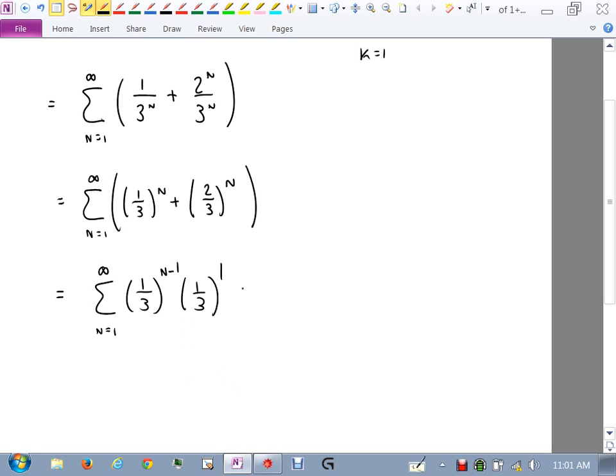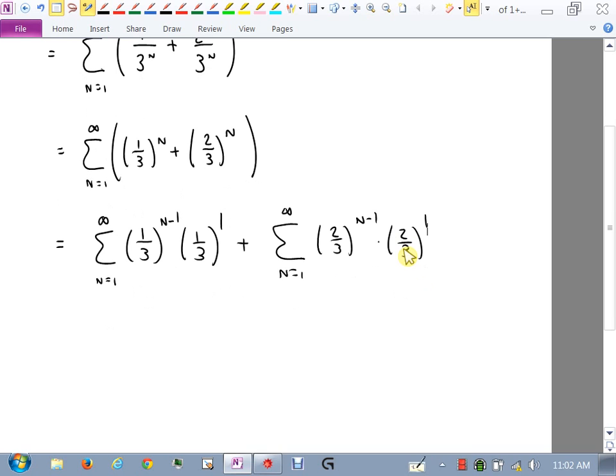Now the second sum, I go plus the sum from n equals 1 to infinity of 2/3 to the n minus 1, again times 2/3 to the first power, which I don't need to write. And so both of these are geometric series. They both converge because they both have r's that are smaller than 1. So the r here is 1/3, and the a here is 1/3. Over here, the r is 2/3, and the a here is 2/3.